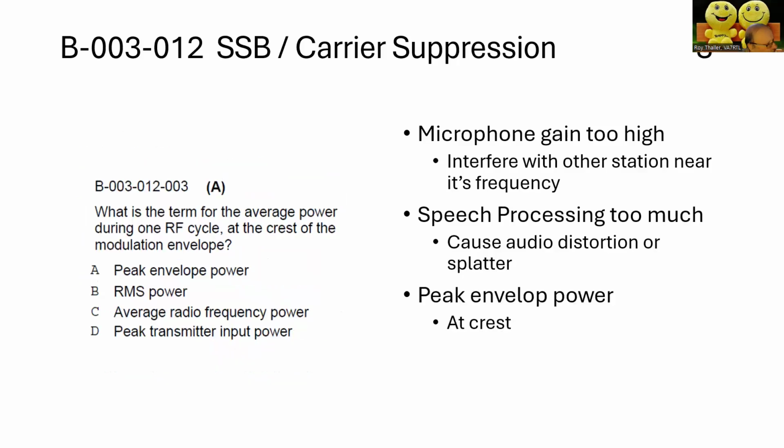What is the term for the average power during one RF cycle at the crest of the modulation envelope? So this would be the peak envelope power, PEP.